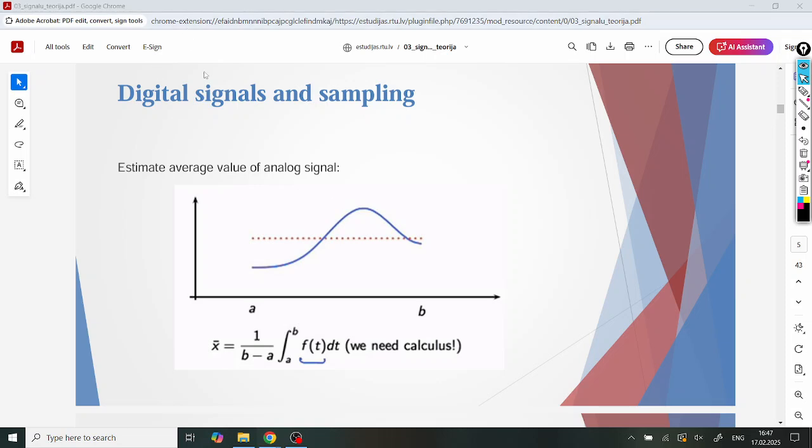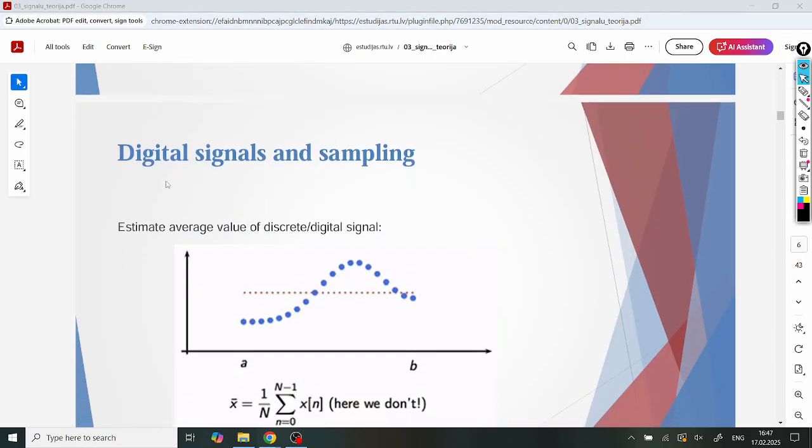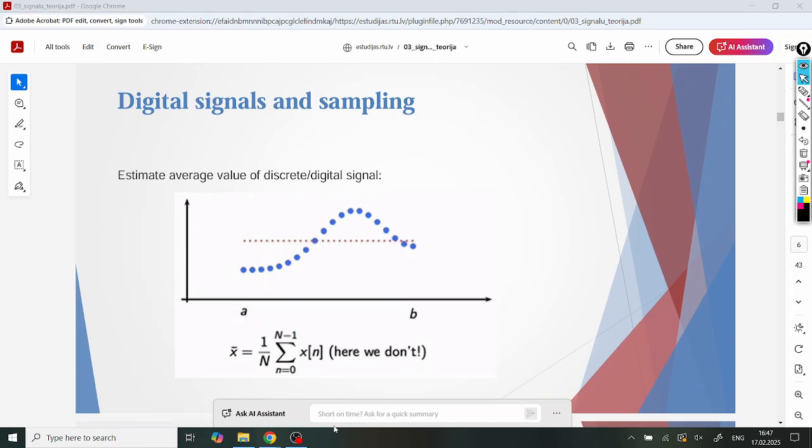Now, in contrast, in the digital case, we don't need to know the formula, and we also don't need to calculate integral. Yes, all that we have to do is to add all of these points, which are numbers, together into one bigger number, and then divide them by how many numbers you have. So a really simple average value to be calculated, yes?